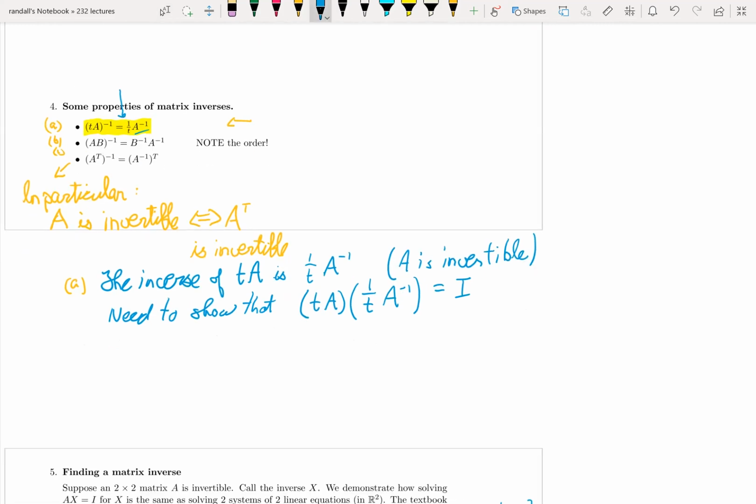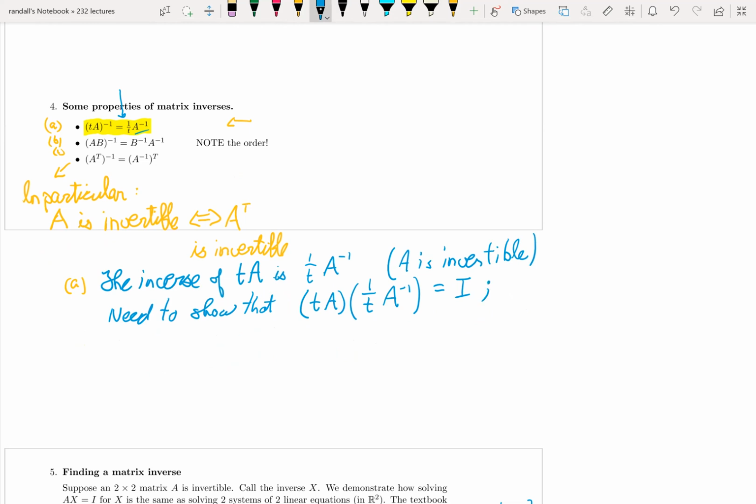So verifying that a matrix is the inverse of another one is very easy to do. The hard work, as we'll see below, is looking for the inverse. So this is not about looking for the inverse. It's about verifying that a given matrix is the inverse of another given matrix. Very easy to do. You simply do the multiplication. So let's do the multiplication.